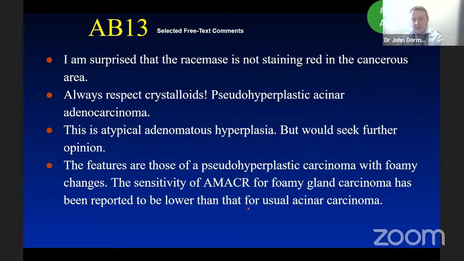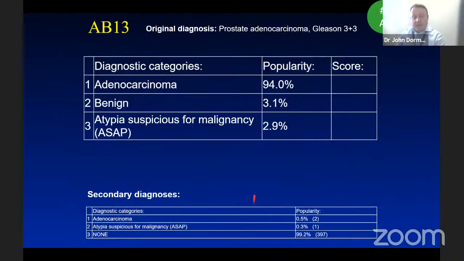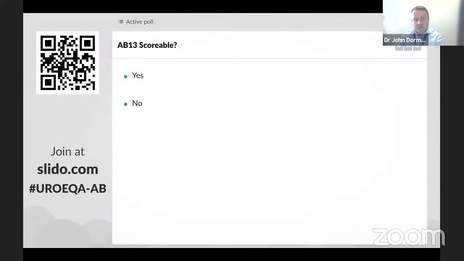And someone pointing out here that the AMACR in foamy gland type carcinoma can be negative or a lot less stained than the typical microacinar types of prostate adenocarcinoma, which was really the highlighting feature of this case. Having said that, we reached 94% agreement that this did represent adenocarcinoma, 3.1% benign, and then some people called it ASAP because of the AMACR staining that wasn't what they expected it to be. So with 94% agreement, I suggest we can score this case.